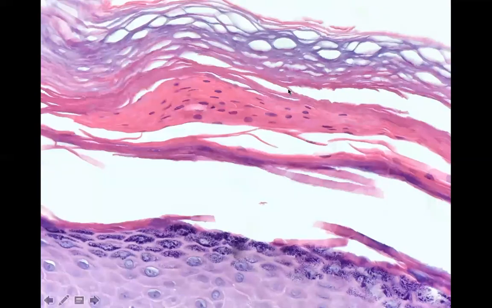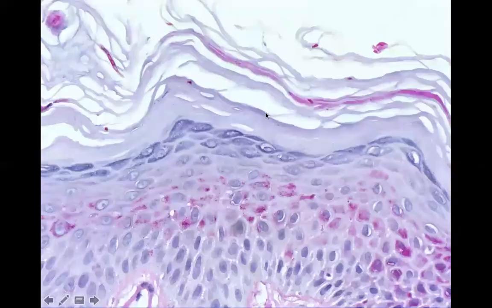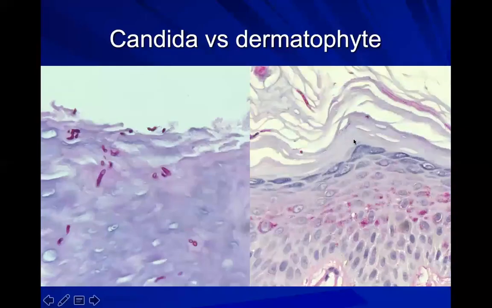Looking up close, we cannot see obvious hypha, right? Although I'm starting to see little spaces where I suspect maybe there are some. And then you do a PAS stain, and there you are, your septated hyphae. So, hard to see dermatophytes. Candida, pseudohyphae, dermatophytes, real septated hyphae.